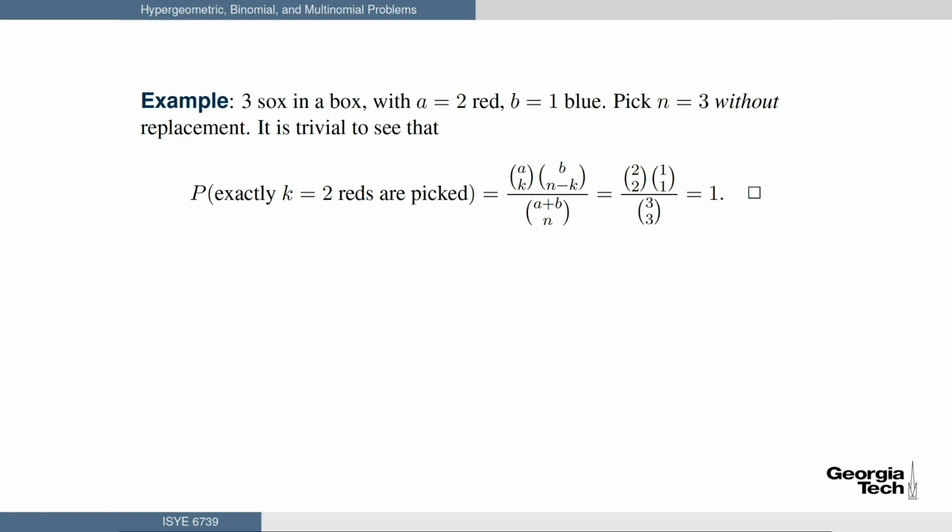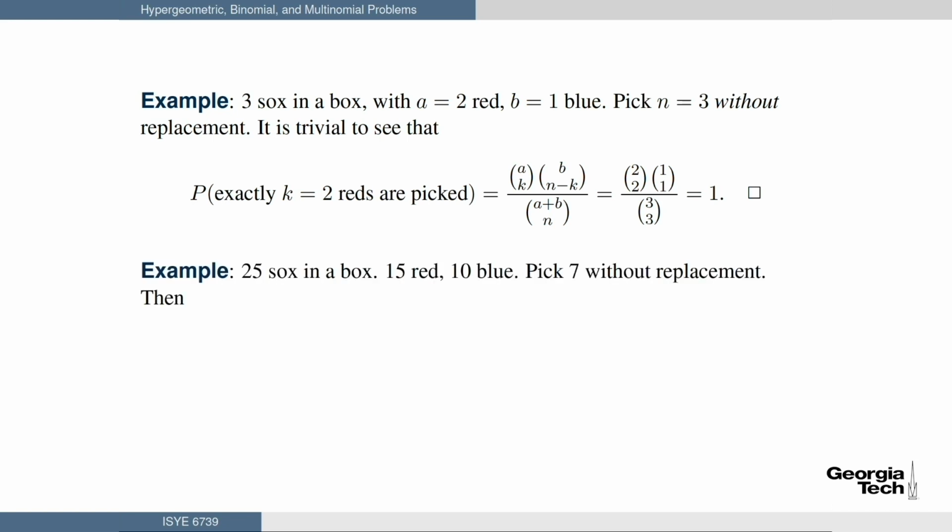So anyway, let's plug in the equation anyway. A choose K, B choose n minus K, A plus B choose n. A is 2, K is 2, 2 choose 2. B is 1, n is 3, K is 2, so that's 1 choose 3 minus 2, 1 choose 1. That's how we get the second term in the numerator. And then the denominator is A plus B choose n, 2 plus 1, 3, choose n. 3 choose 3, and the probability is 1. Makes total sense because I'm picking all 3 of these socks without replacement.